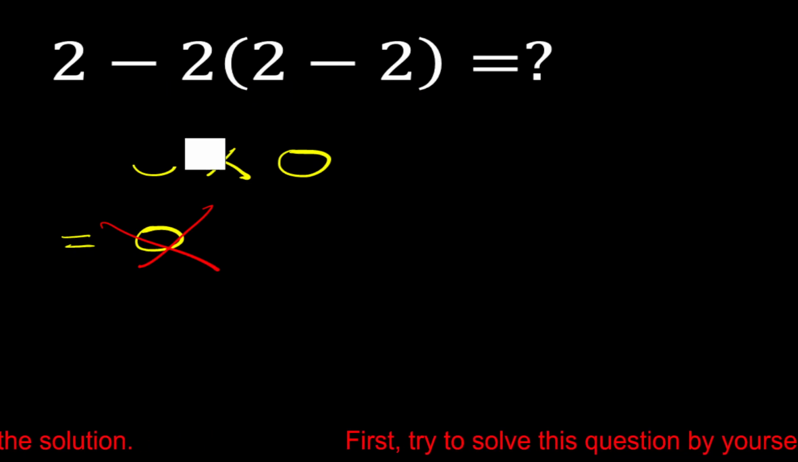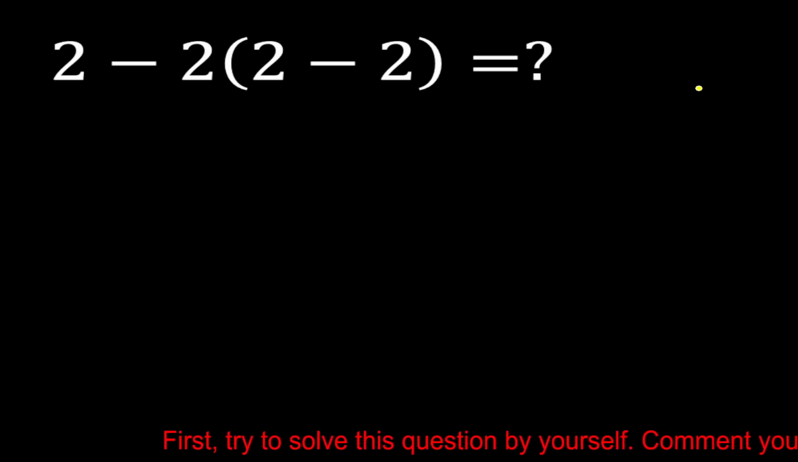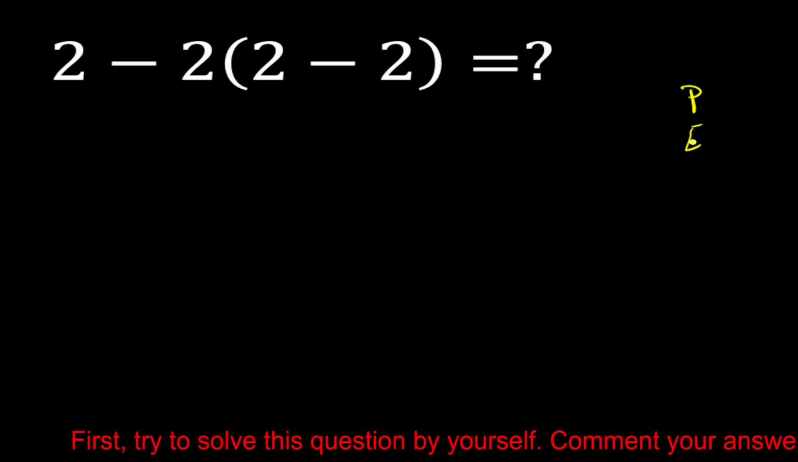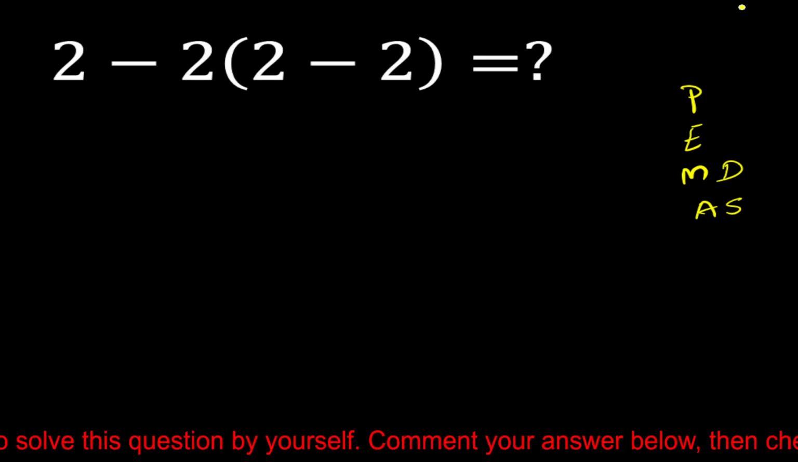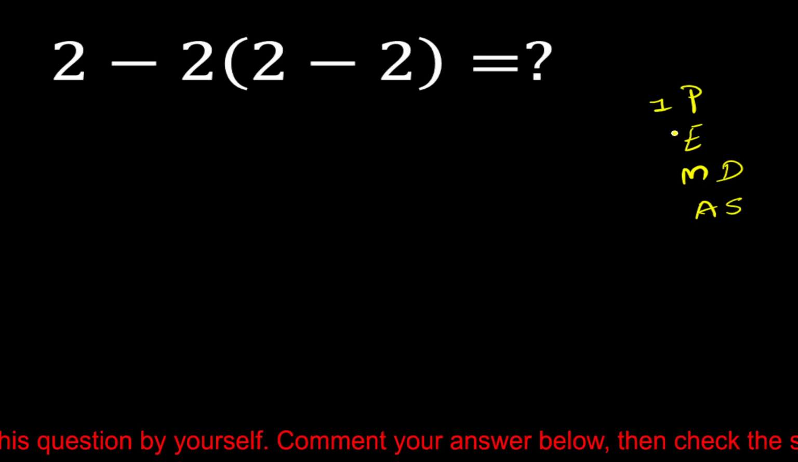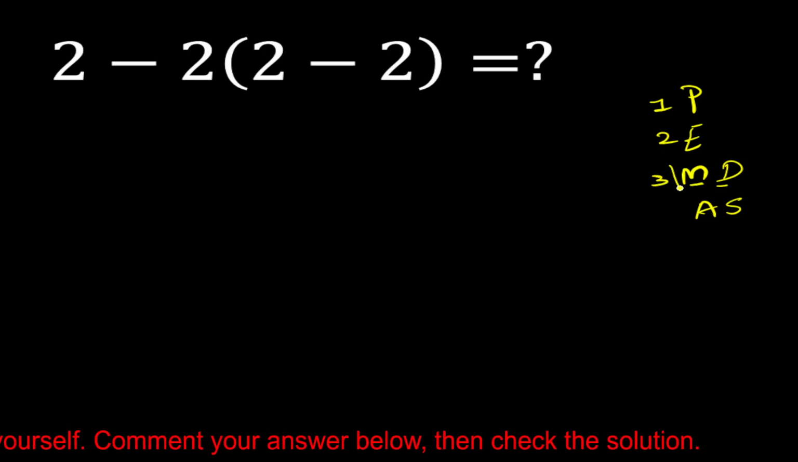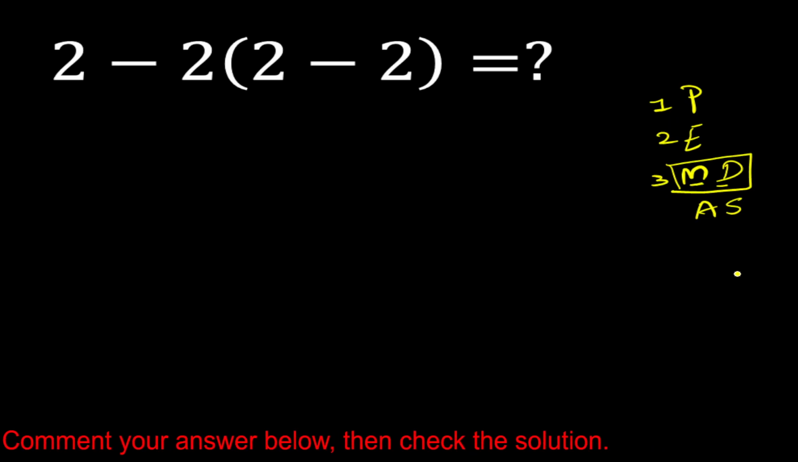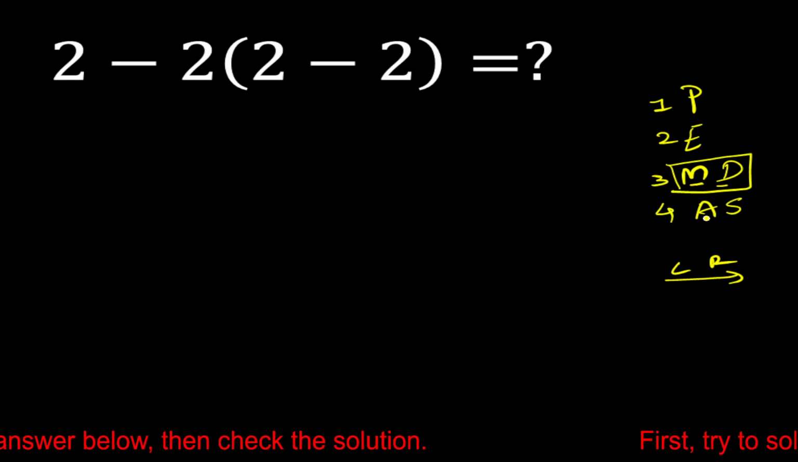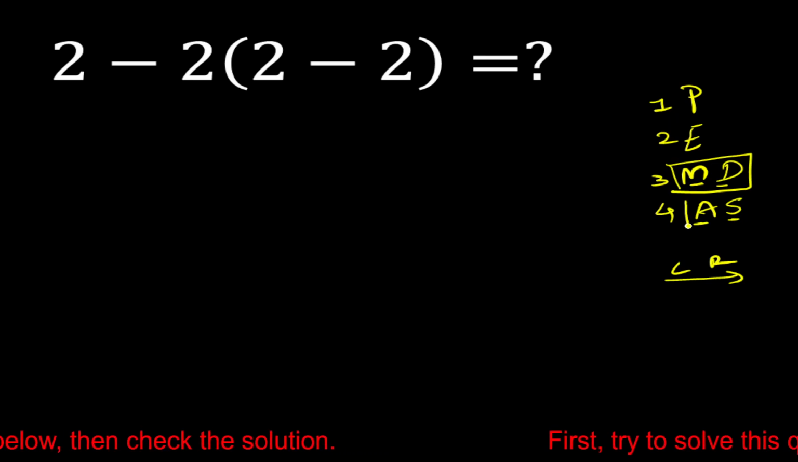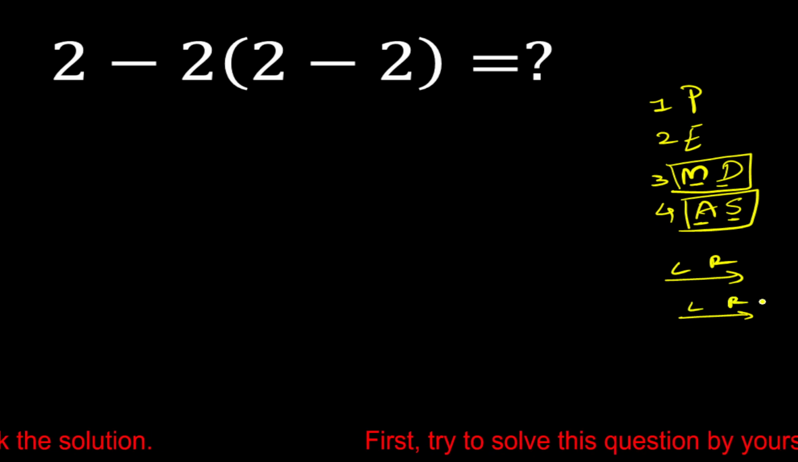So now let's solve this problem correctly by using a PEMDAS rule. Okay? PEMDAS. P E M D A S. According to PEMDAS, first priority is parenthesis, second priority is exponents, third priority is multiplication and division. Here multiplication and division both have equal priority, so we have to solve it from left to right. Fourth and last priority is addition and subtraction. Also addition and subtraction both have equal priority, so we have to solve it from left to right.